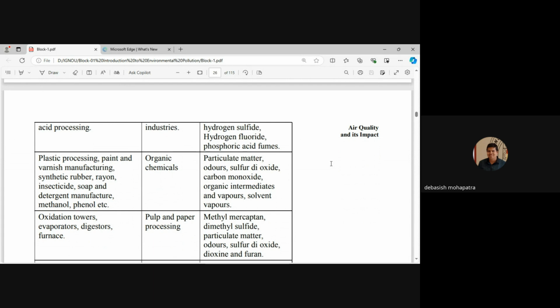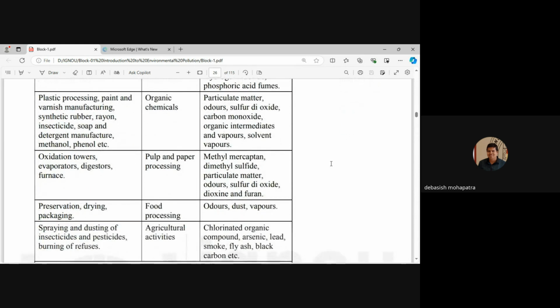Then plastic processing, paint and varnish manufacturing, rubber, synthetic rubber, rayon, insecticide, soap and detergent manufacturing, methanol, phenol, etc. These are all organic chemicals. Particulate matter, odor, sulfur dioxide, carbon monoxide, organic intermediates, and vapor and solvent vapor. These are the pollutants which are being emitted.